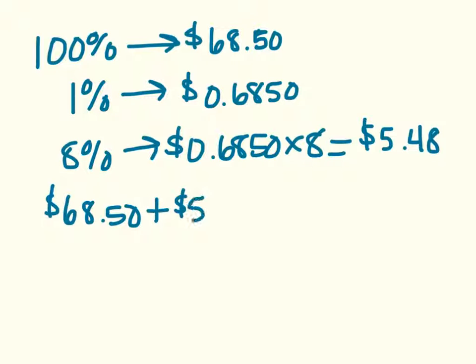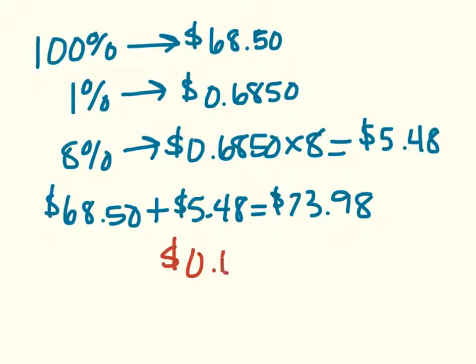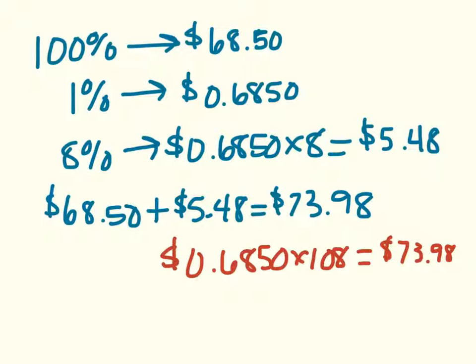Once again, we simply add that to our original cost, $68.50 plus $5.48 gives us $73.98. You can use that same shortcut here if you'd like. Instead of taking 0.6850 times 8, you could take 0.6850 times 108 to give you the full cost of the meal. It truly doesn't matter in which order you do it. Do whichever works best for your brain.